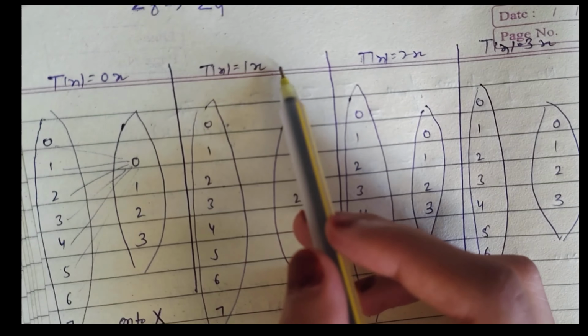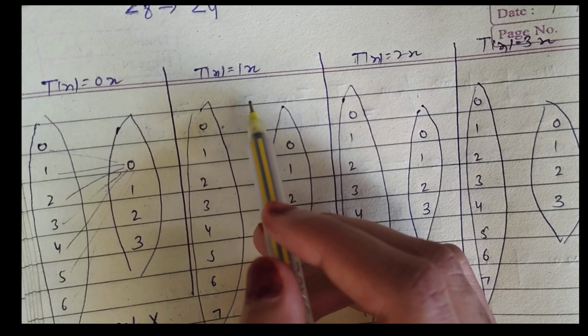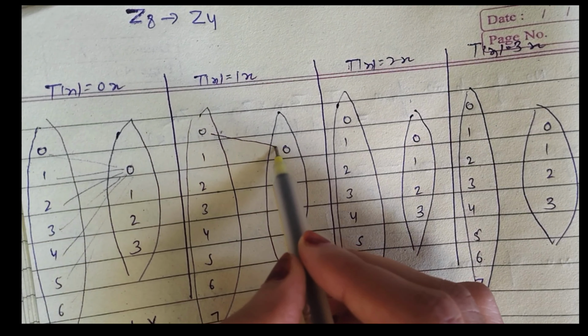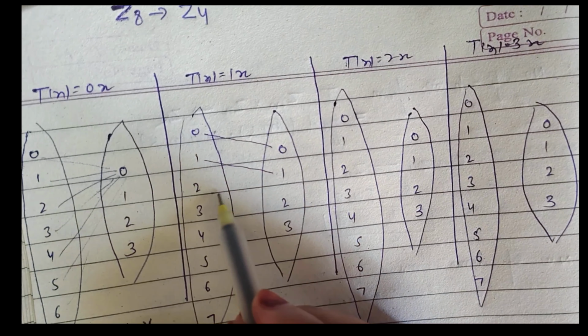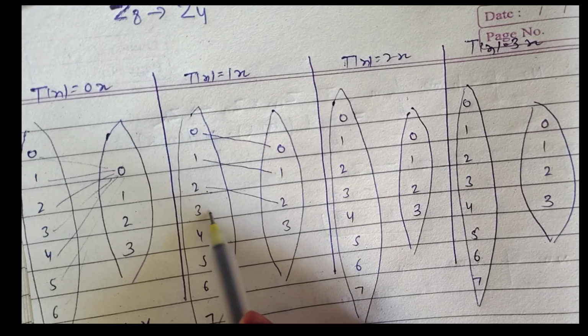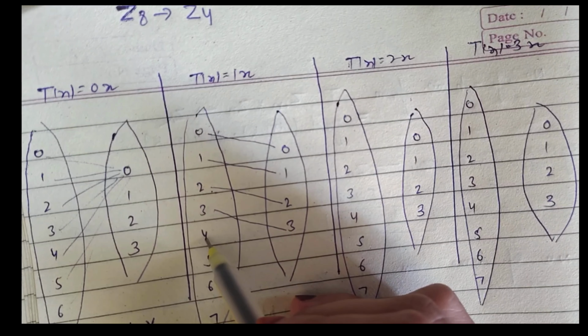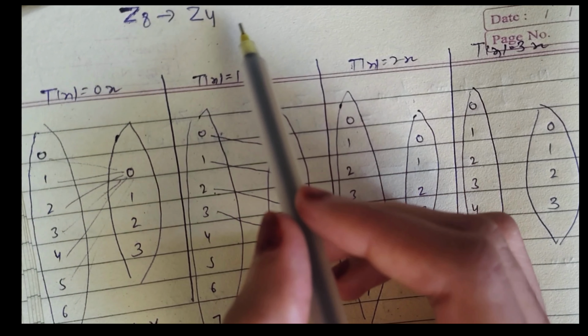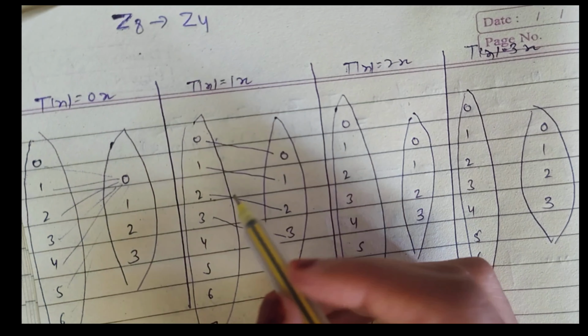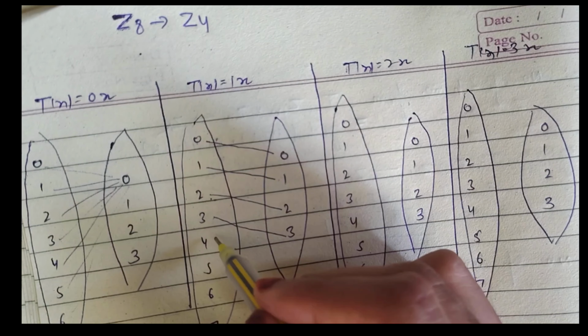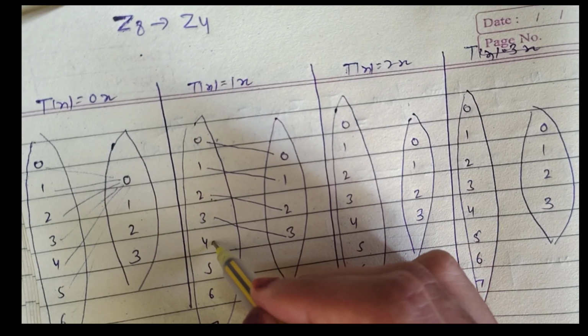In the second case, T of x equals 1x. So 0 is mapped to 0, 1 is mapped to 1, 2 is mapped to 2, 3 is mapped to 3. Then 4 will map to what? As the groups are Z8 and Z4, 4 in Z4 is equal to 0, so 4 is again mapped to 0. 5 is equal to 1 in Z4, so it is mapped to 1. 6 is mapped to 2 and 7 is mapped to 3. Hence every element has a preimage, so it is onto.